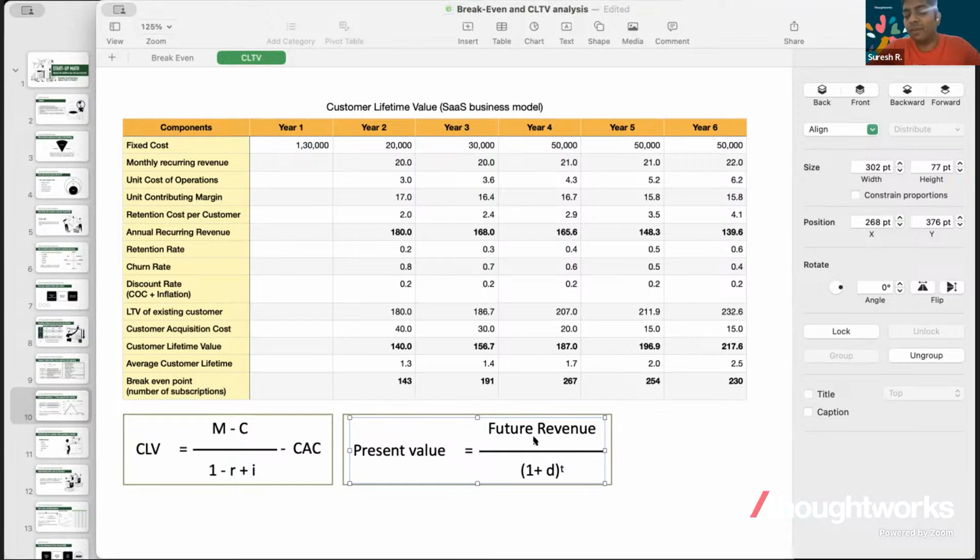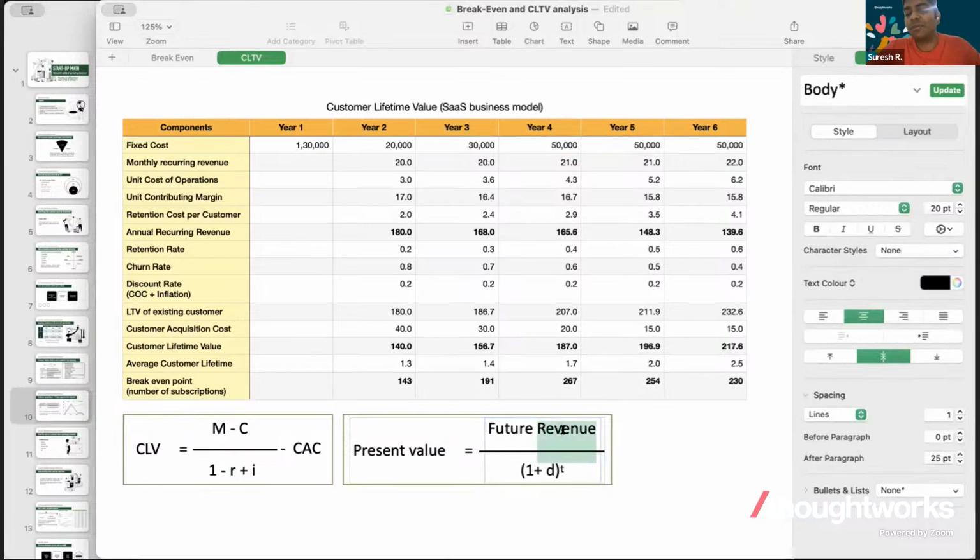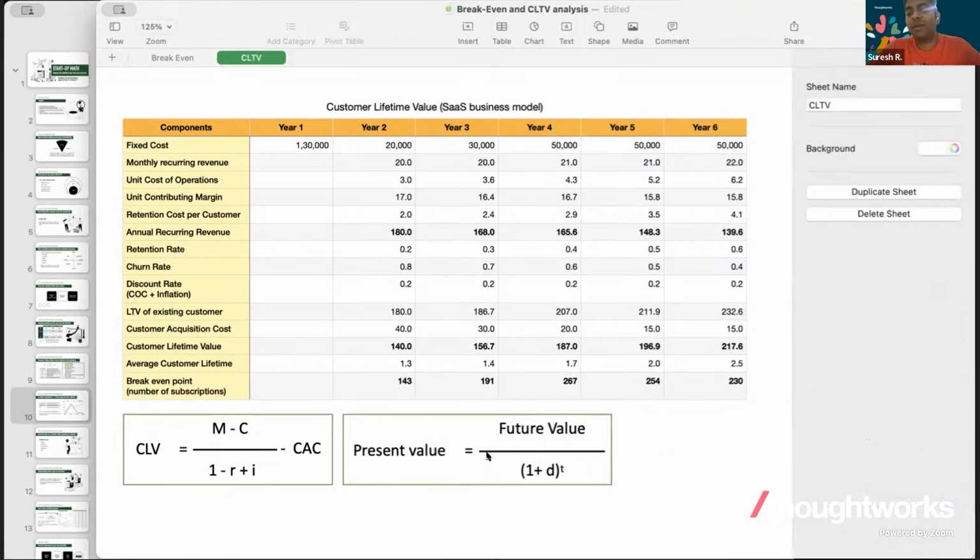And here it is straightforward. You take the future value. I would not say revenue, it's more of future value. So you take the future value and you divide it by 1 plus discount rate to the T. T is nothing but your year, to the power of T. So we'll see it here. We have applied some of those.